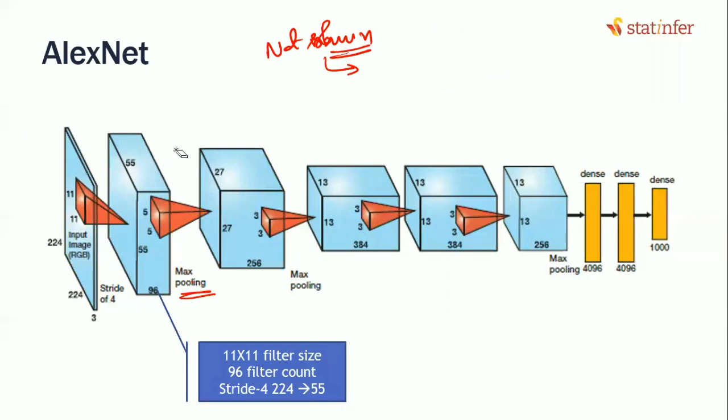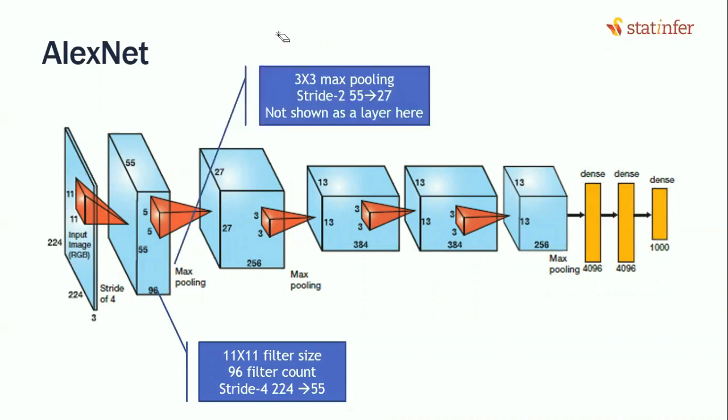After applying that pooling, there is one more convolution layer that has been applied. Now you need to help me. Pooling is not shown as a layer. Can you tell me about convolution layer 2? What is the filter size first? Can you make a guess, all of you? It is 5 cross 5 filter size, the kernel matrix size.